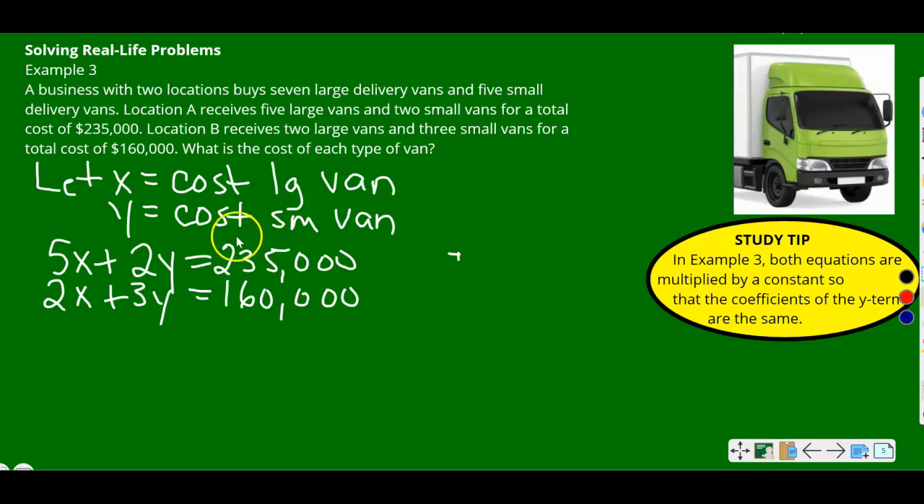All right, now you can see that if we add these, nothing eliminates. If we subtract these, nothing eliminates. And we can't just multiply one equation because we're still not going to get rid of just one variable by multiplying by one equation.